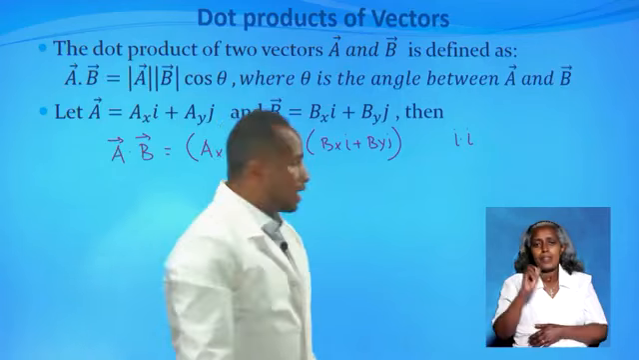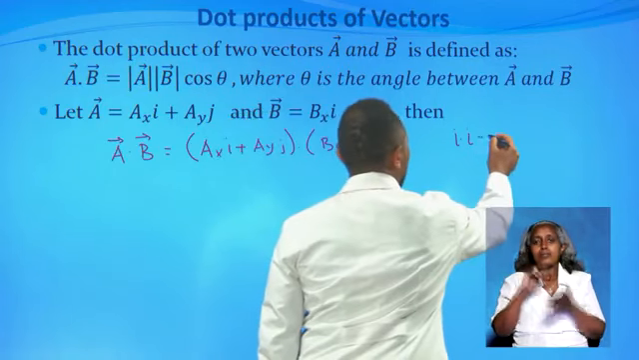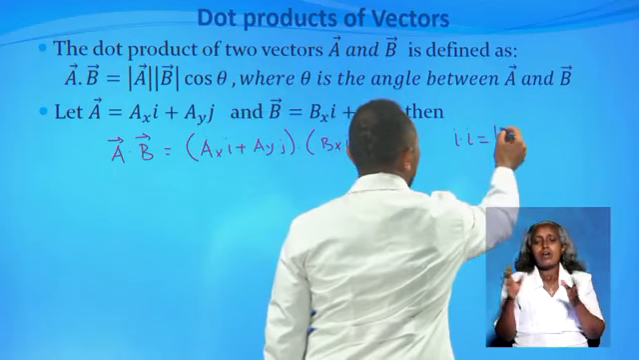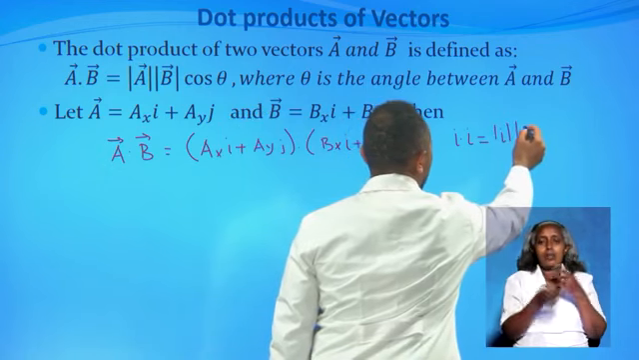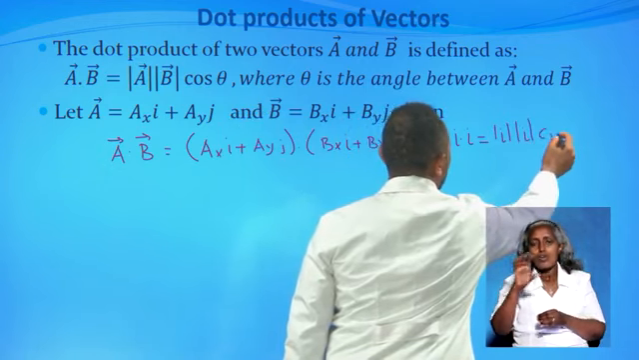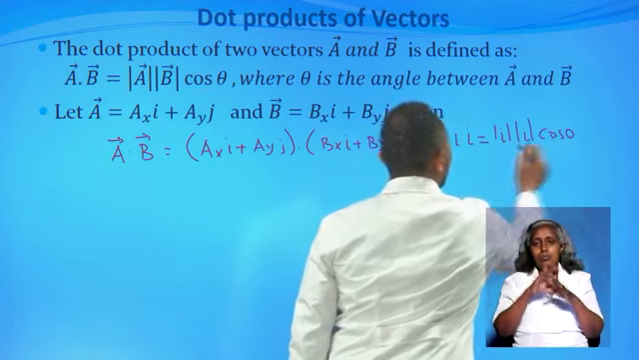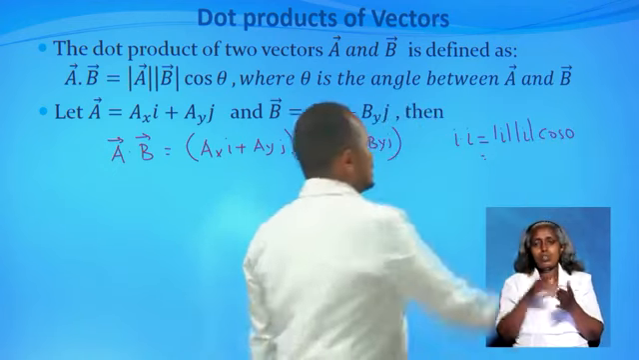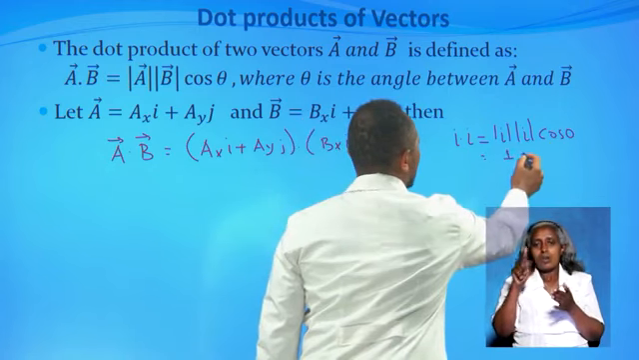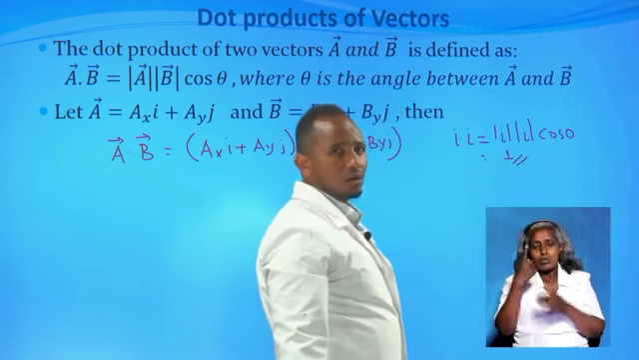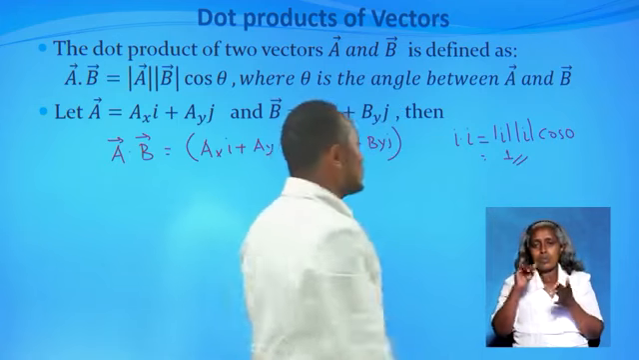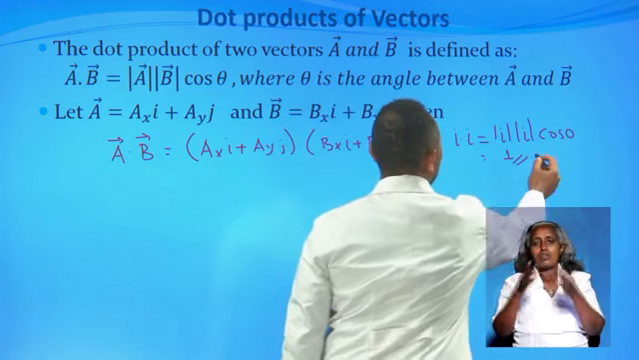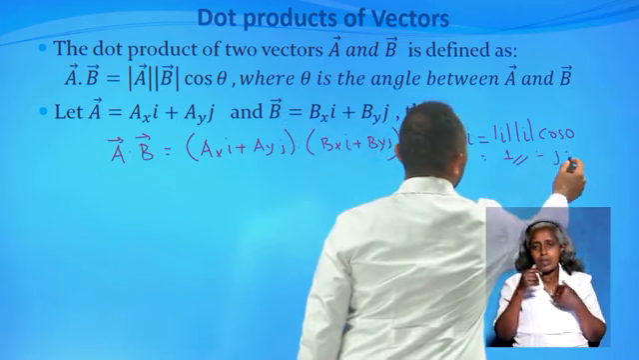I dot I is given as the magnitude of I times the magnitude of I times cosine of the angle between I and I, which is 0. Therefore, it's 1 times cos 0, which is 1. I dot I gives you 1. Not only I dot I, J dot J also gives you 1. This is the same as J dot J.